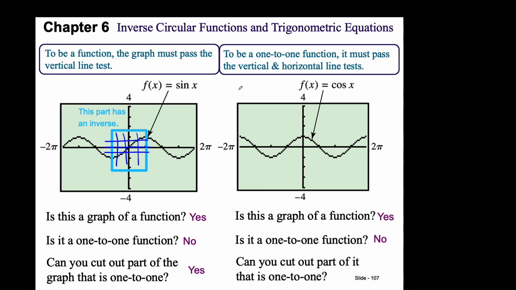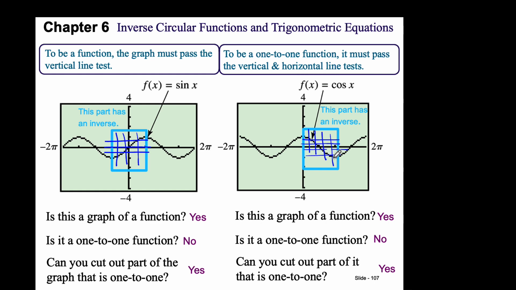Can we cut out part of it that is one-to-one? If you said yes, very nice. One example would be this part right here. This piece of our graph is a function because it passes the vertical line test, and it is a one-to-one function because it passes the horizontal line test as well. Any vertical or horizontal line that we draw will intercept this piece of cosine of x one time, making it a one-to-one function. What that means for us for Chapter 6 is that this piece right here will have an inverse.